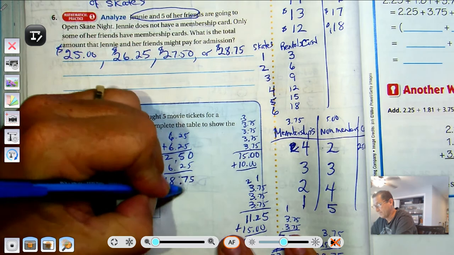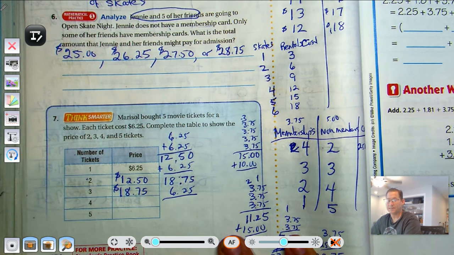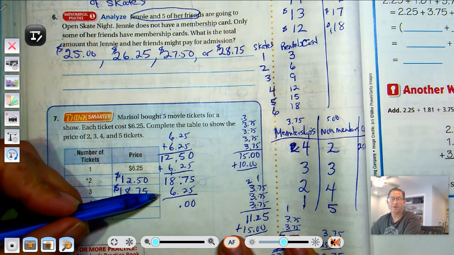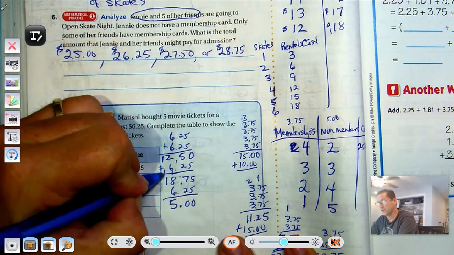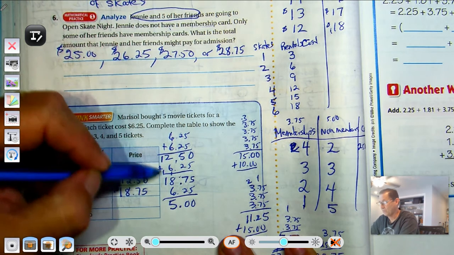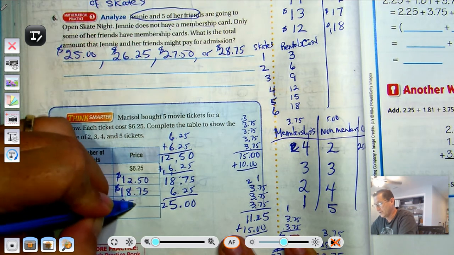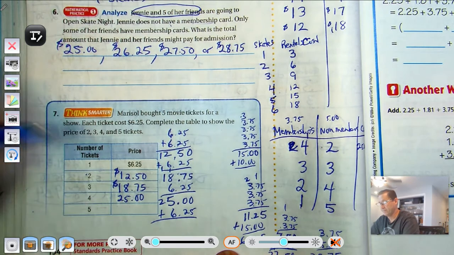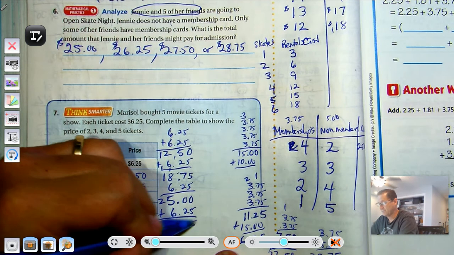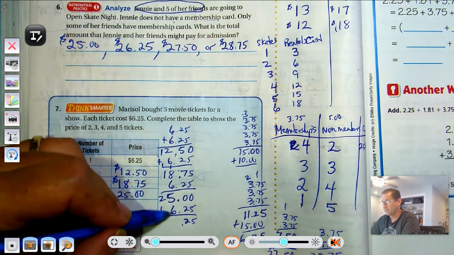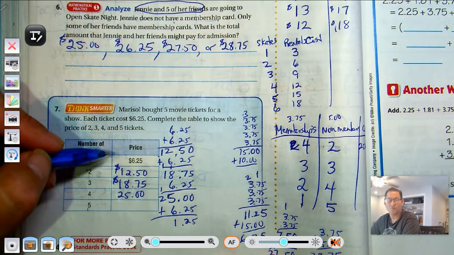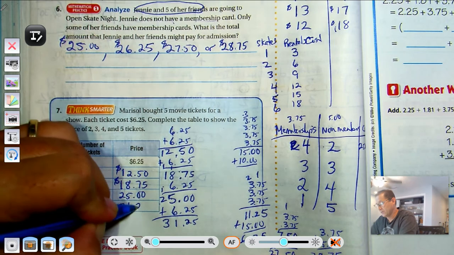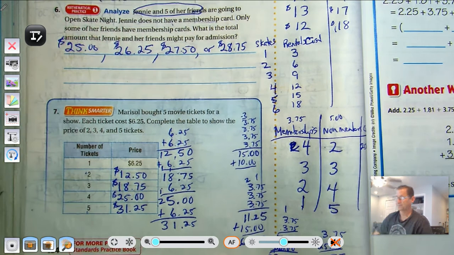Add another 6.25. 75 cents plus a quarter is $1. So 8 plus 6 ones is $14, plus one more is $15. Regroup that as 1 ten and 5 ones, and 1 and 1 is 2. So now we'd be at $25 for 4 tickets. And finally, 6.25 for the last ticket. Well, 25 cents plus nothing is 25 cents. 6 plus 5 is 11 ones. Regroup that as 1 ten and 1 one. And 2 tens plus 1 ten is 3 tens. So $31.25 for 5 tickets.